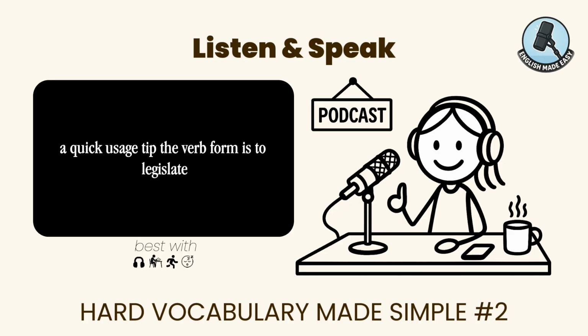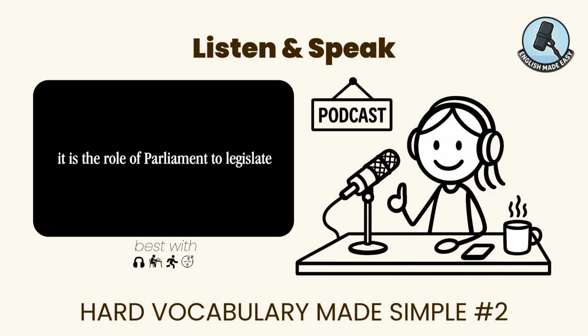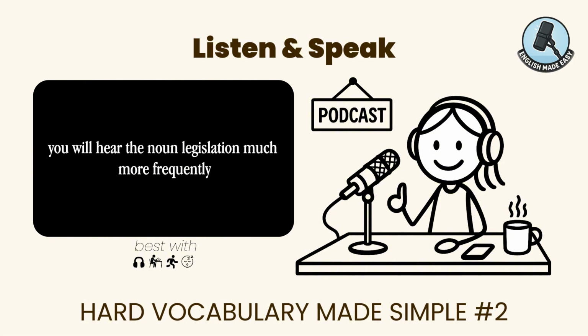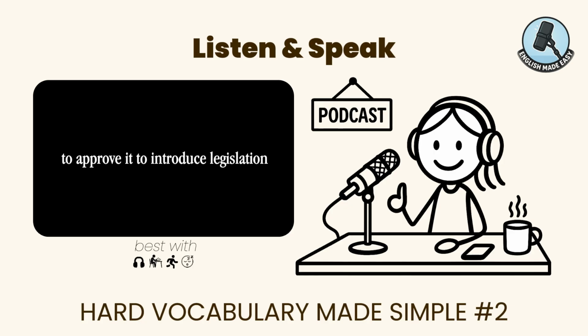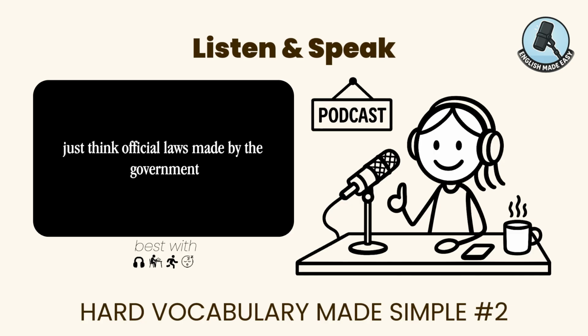A quick usage tip. The verb form is to legislate, which means to make laws. You might hear, it is the role of Parliament to legislate. However, you will hear the noun legislation much more frequently. It is often paired with verbs like to pass legislation, to approve it, to introduce legislation, to propose it, or to block legislation, to stop it. So when you hear legislation, just think official laws made by the government.